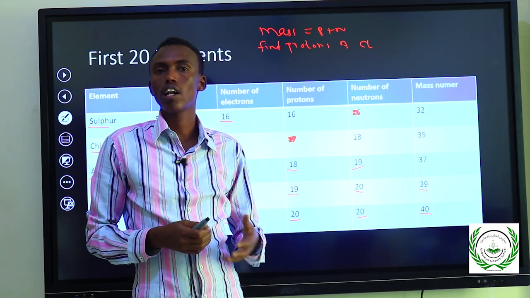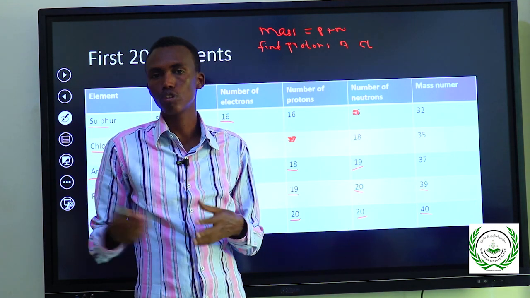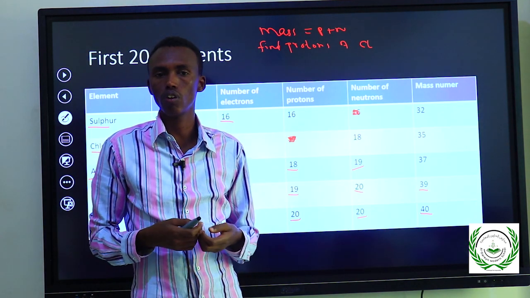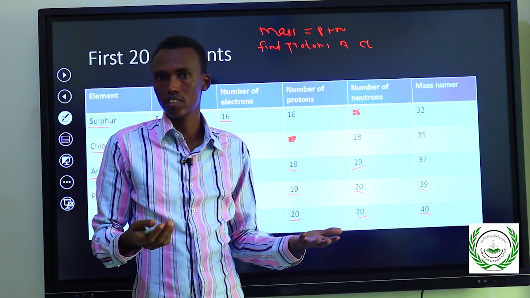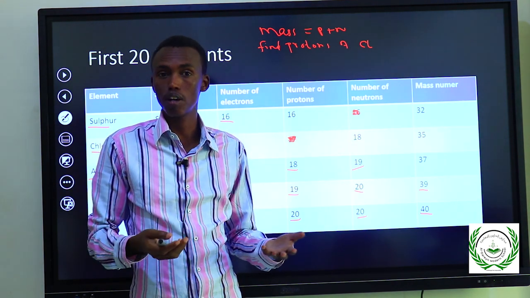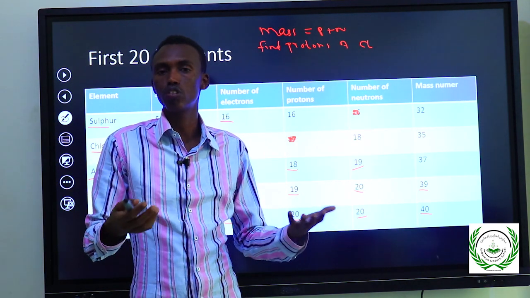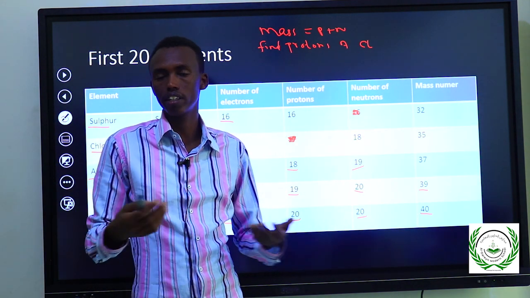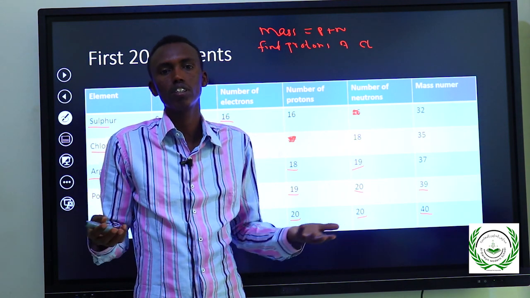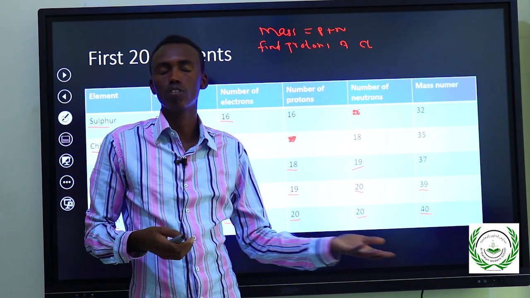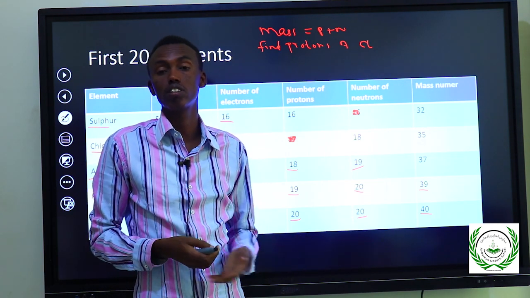Also remember that atomic number and number of protons are the same. For example, if you are asked what is the atomic number of element X, for example calcium, you should be able to remember that atomic number and the number of protons are just the same. So if you find the number of protons, it's easy then to answer this type of question.